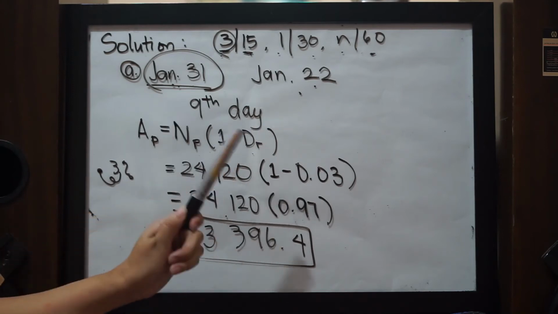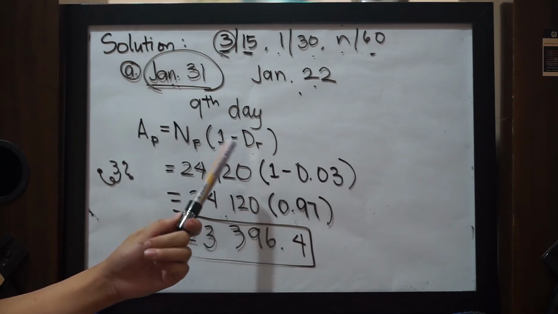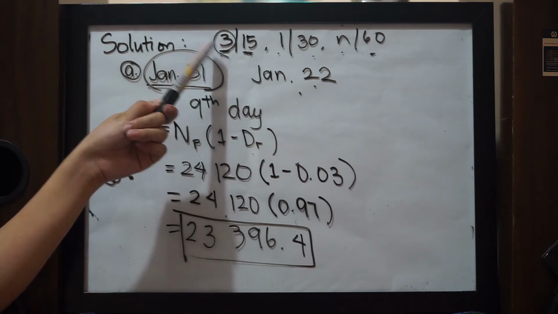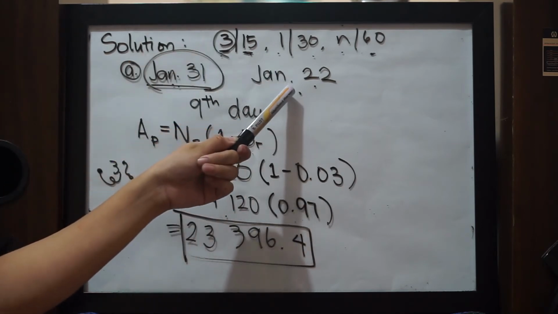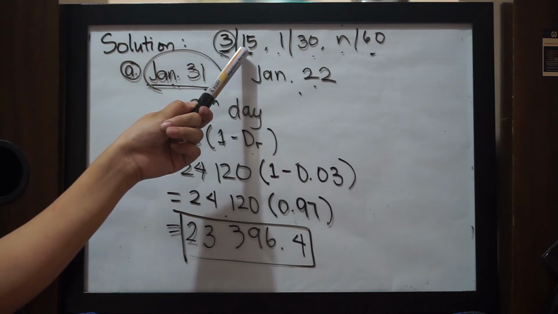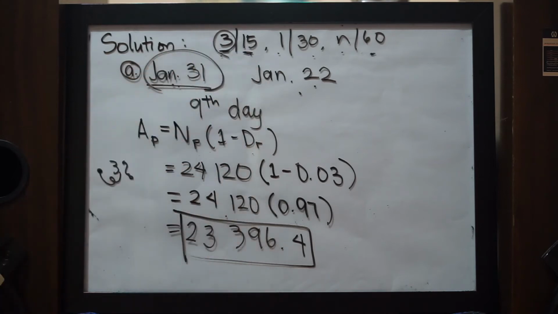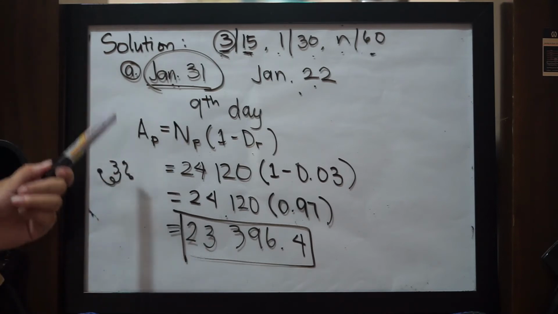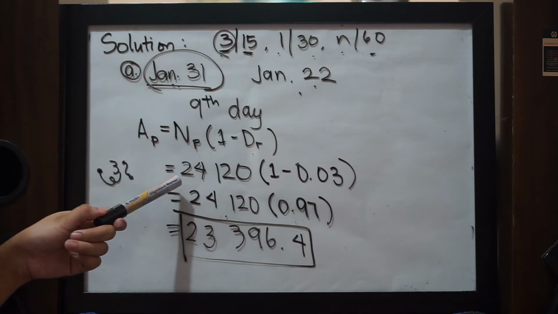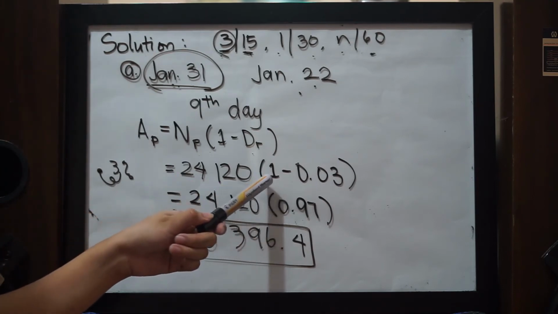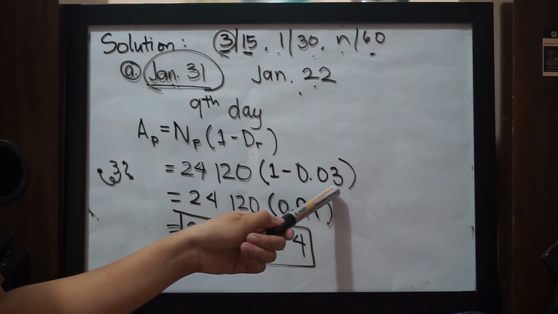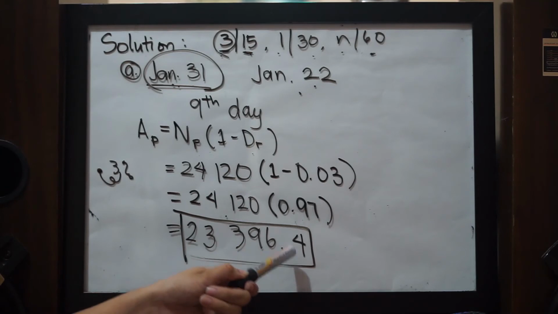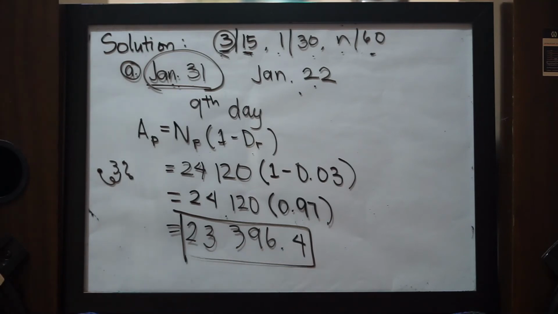So, again, for the amount payable, the discount rate if you will pay on January 31 is 3% because it is the 9th day from January 22. So, that is within 15 days. That's why we use the 3% discount. Then, substituting the values from the given problem, we will have 24,120 multiplied by the quantity of 1 minus 0.03. Simplifying this one, we will come up with 23,396.4. So, that's it for letter A.